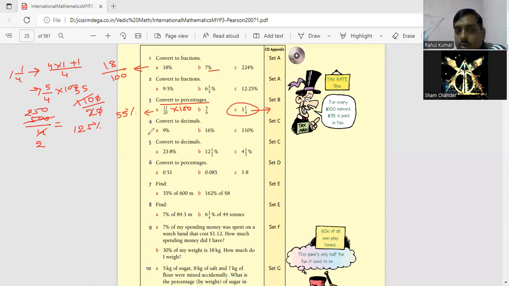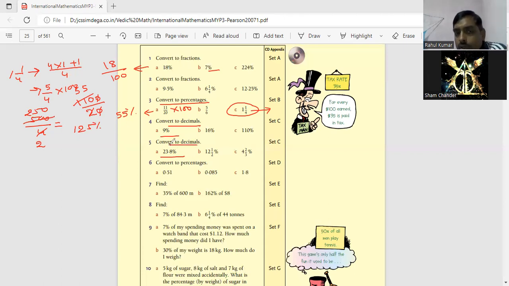Yes, sir. Now convert to decimal. Same method. You need to convert into a decimal. How can you do it? 9%. 9% will be 0.09. Okay. Convert to decimal. 23.8%. Convert to 23.8%, sir. Oh, it's convert to percentage. No, convert to decimal.